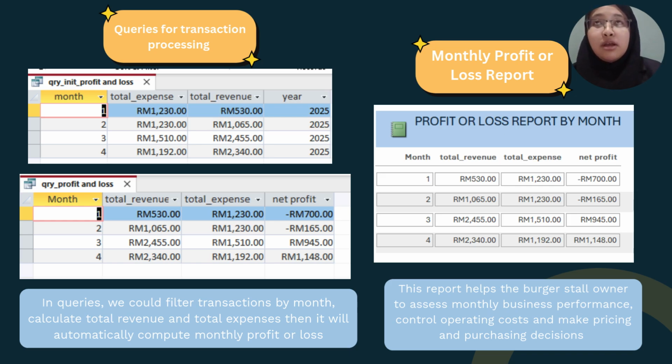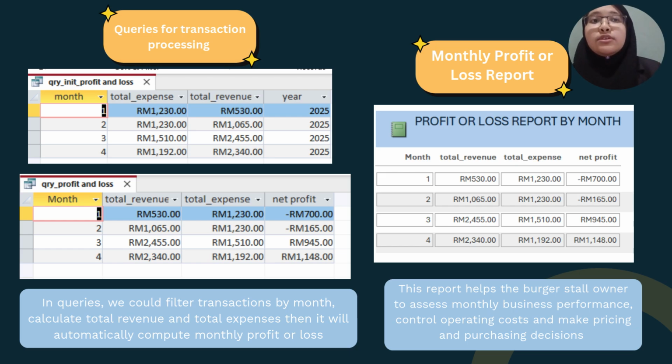In February, we got total expenses of 1,230, and our total revenue is 1,065. In March, we got total expenses of 1,510, and total revenue of 2,455. And in April, we got total expenses of 1,192, and then total revenue of 2,340.